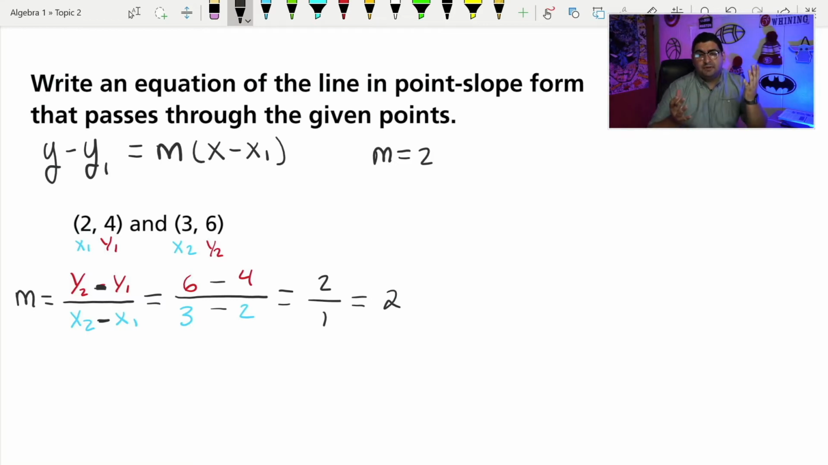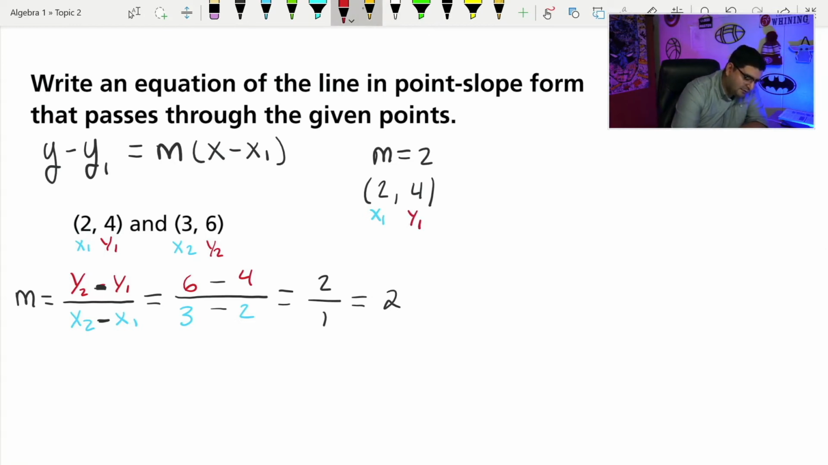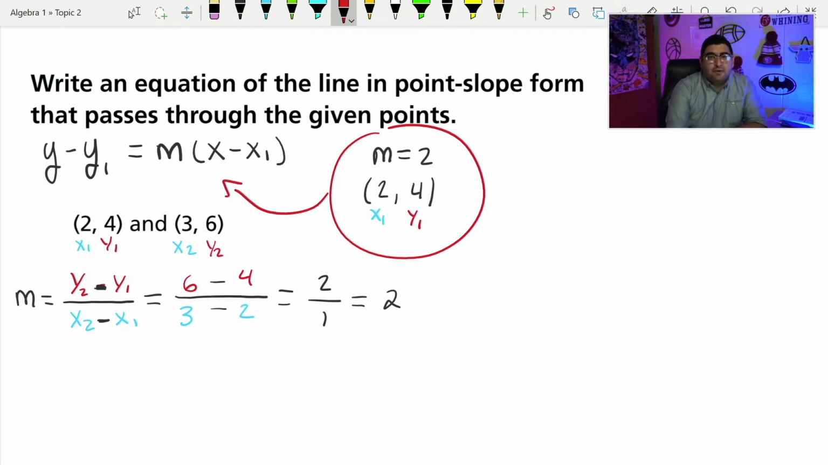Because I already labeled my first point as x1, y1, I'm going to go ahead and recycle this point, 2, 4, again, x1, y1, and now I can take this information and plug it into that formula. I now have all the missing pieces. I have 1 point and 1 slope.